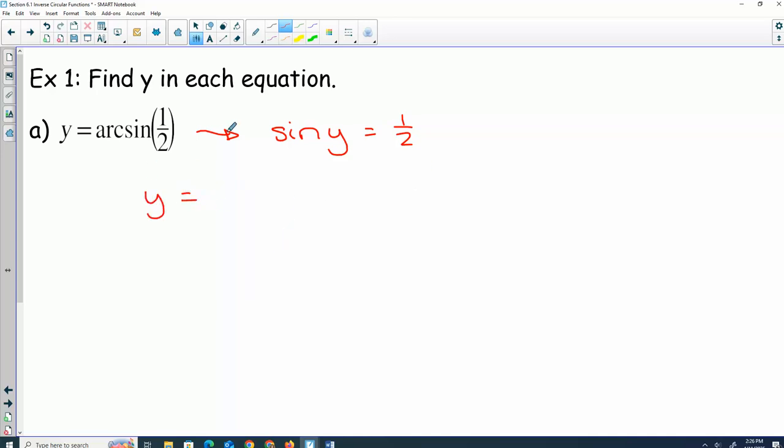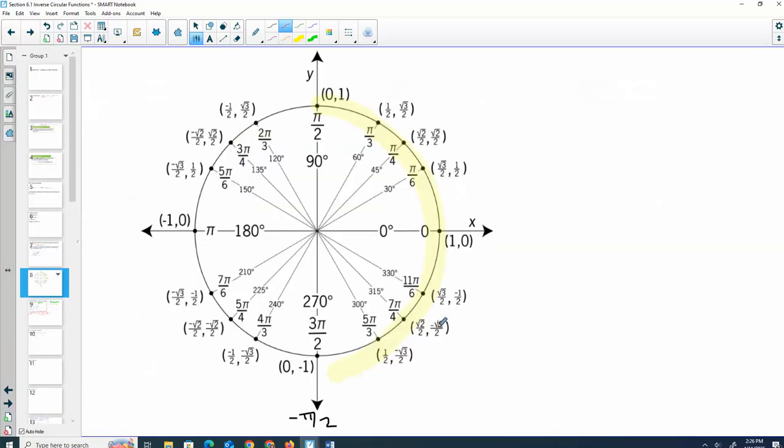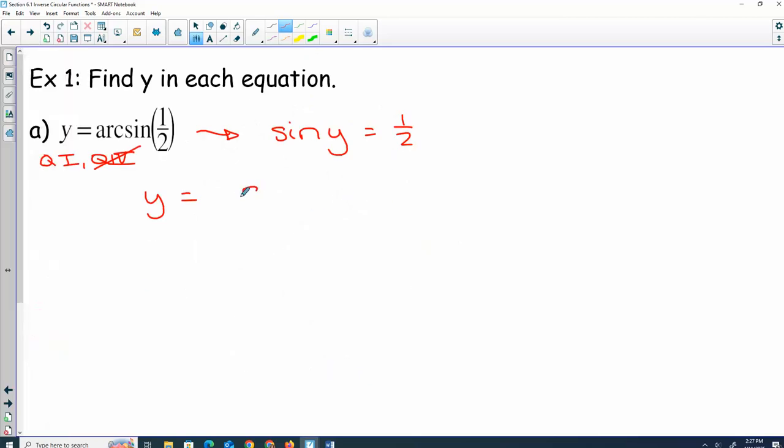Now we know it happens multiple times, but sine inverse can only be in quadrant 1 or 4. In which of those is it positive? Sine is positive in quadrant 1. So looking on my unit circle, or thinking about your hand trick, in quadrant 1, when is sine 1/2? 30 degrees, or pi over 6. Normally I'll specify if I want degrees or radians. If I don't tell you, you can give me either. You don't have to give me both.